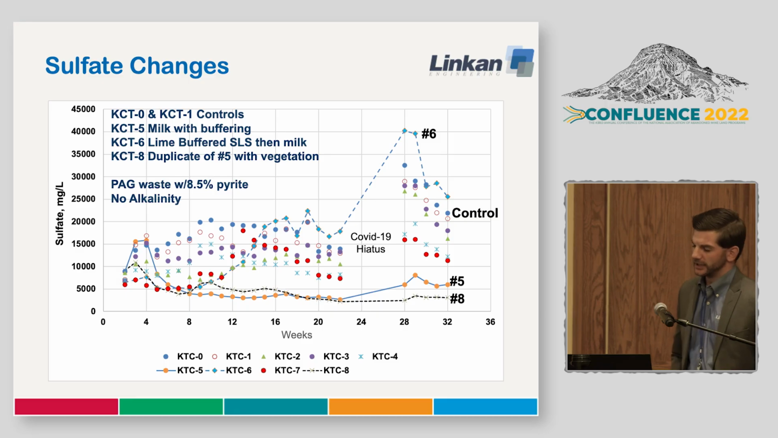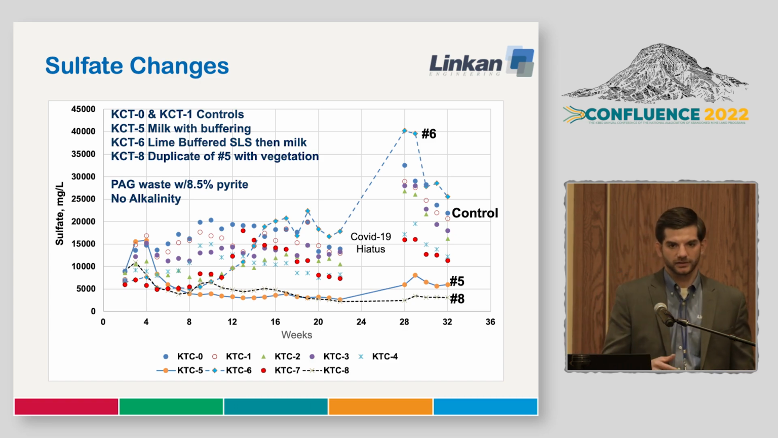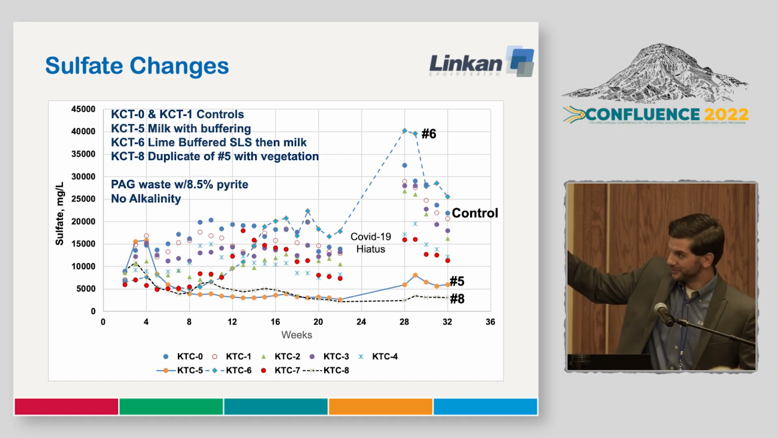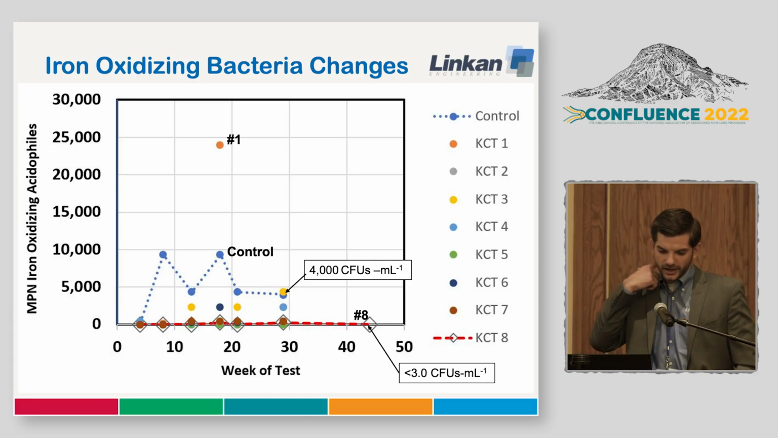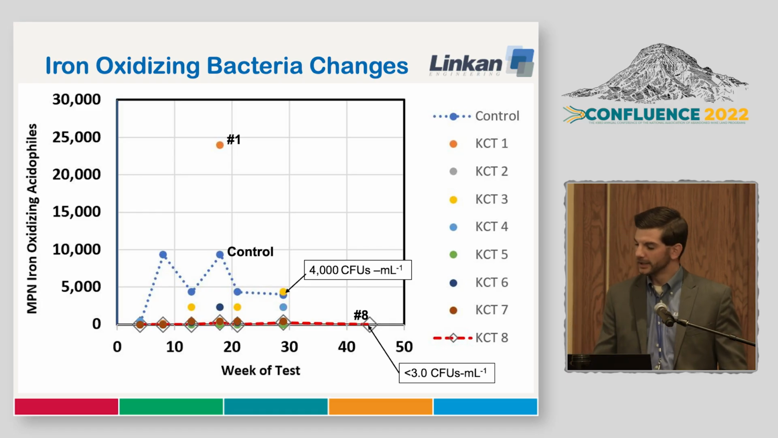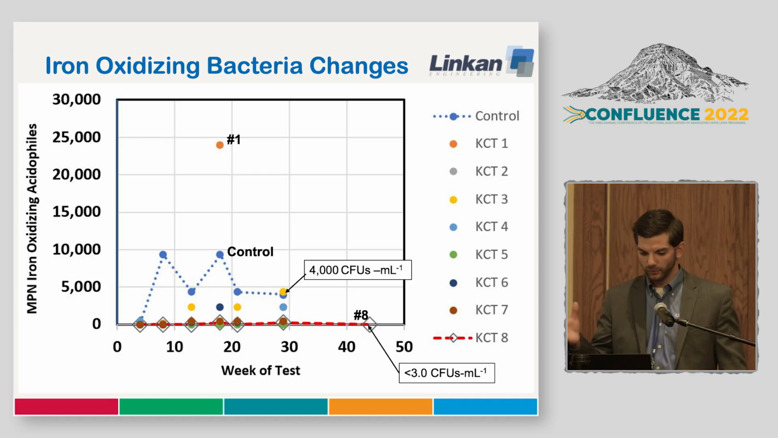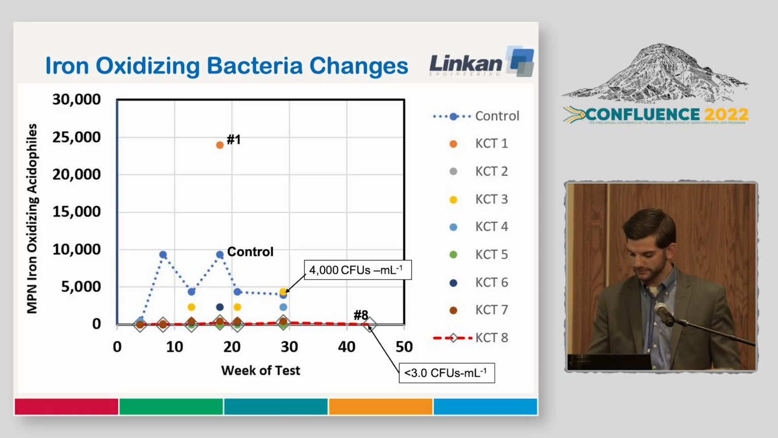And then our sulfate changes. So that reaction I presented, sulfate is a byproduct of that. We're decreasing the reaction kinetics, thus the formation and generation of sulfate, by destroying some iron oxidizing bacteria. So that's a nice little segue there. We did some most probable numbers looking for acetylthiobacillus. And we can see again that our number 8 had less than 3 colony-forming units per milliliter compared to about the 4,000 colony-forming units that we see in some of the other kinetic cells.